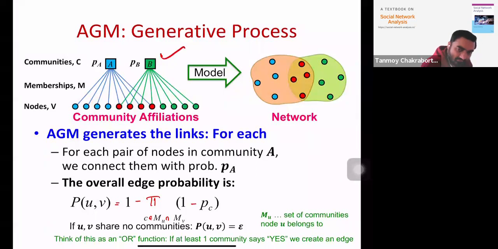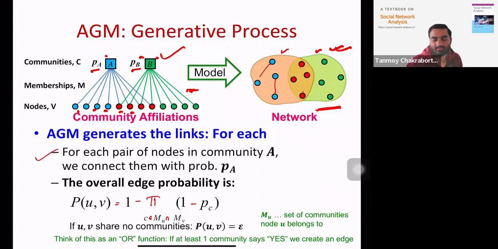So this is called community affiliation, right? You know the nodes, you know the communities, you also know which nodes belong to which community, and you also know this PA and PB. Okay, the generative process knows. So from this structure, you know there is a green community, there is a blue community, and there are some nodes which belong to both the communities, right? Now, what's the task? The task is to connect these nodes, and see whether the resultant edges are actually correct or not, right?